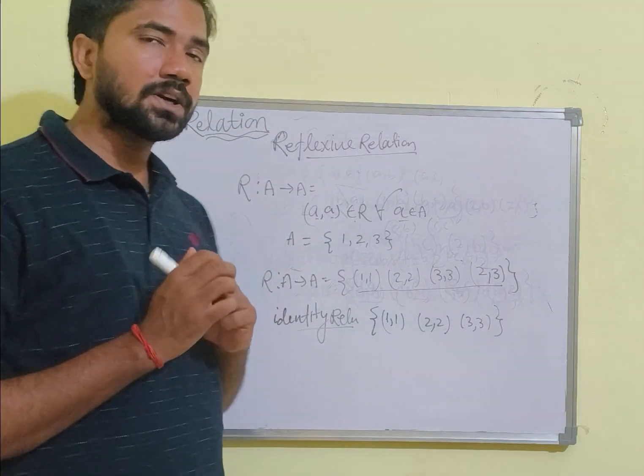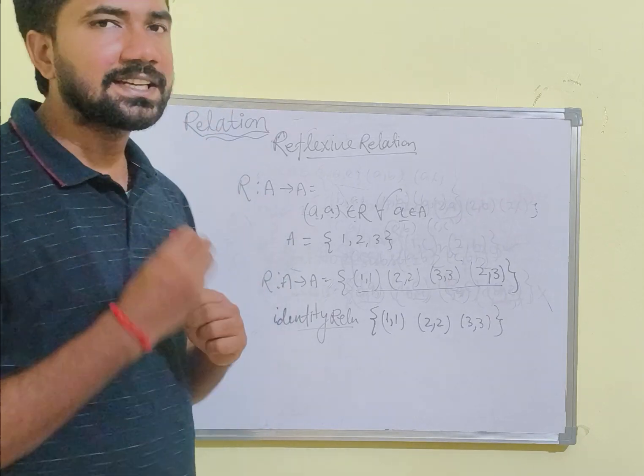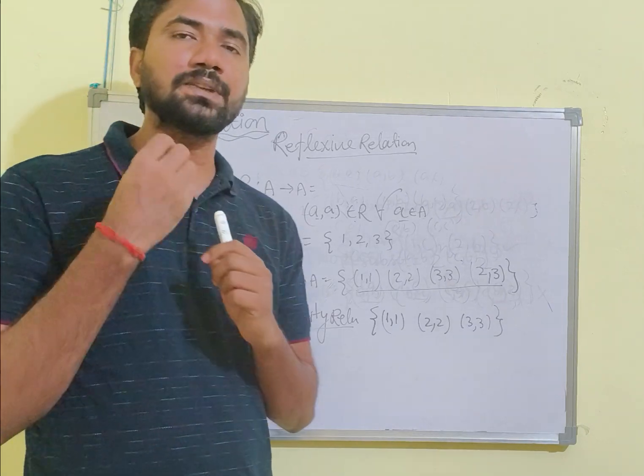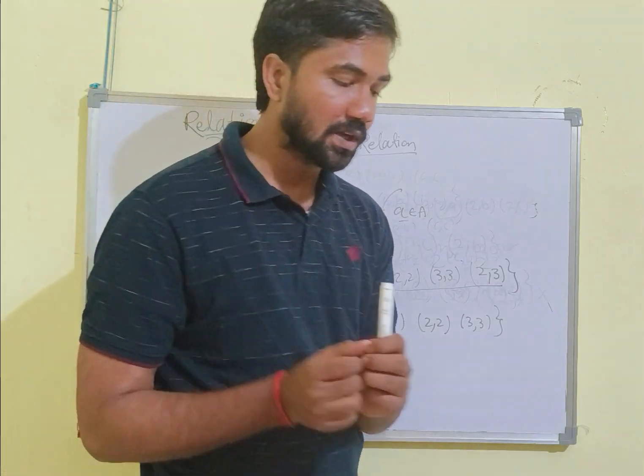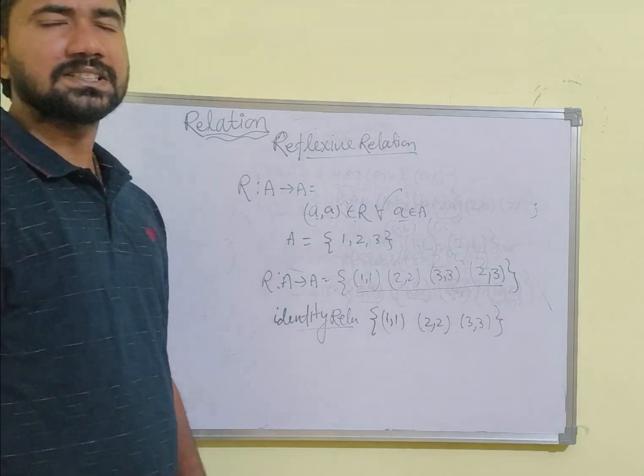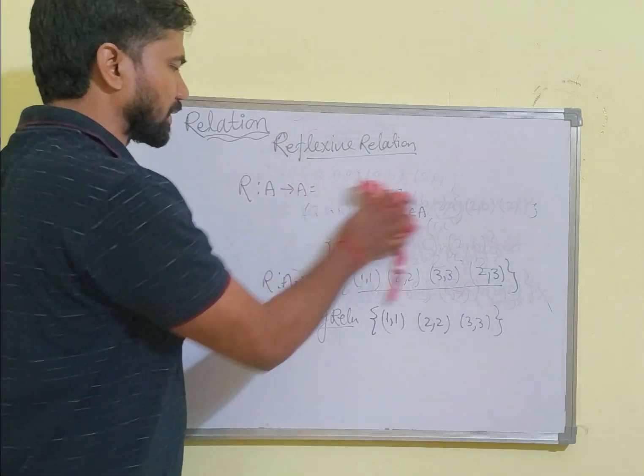Now we are going to see, if n elements are given in a set, how many possible relations we can find which are reflexive. So let's see this. It is very easy. We can just go for combination and permutation.